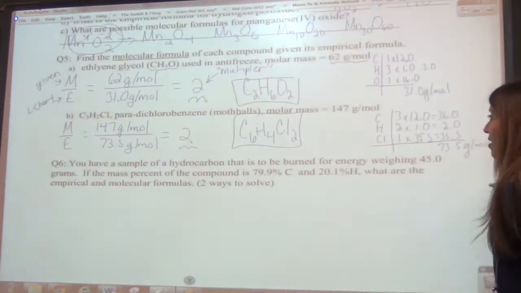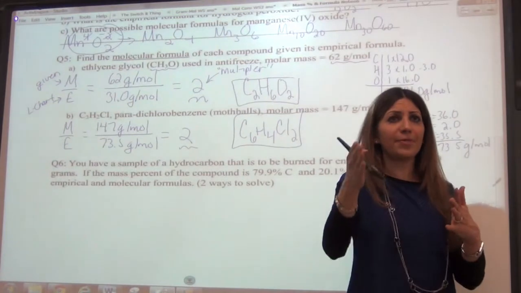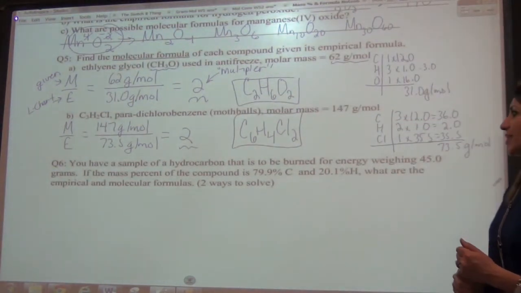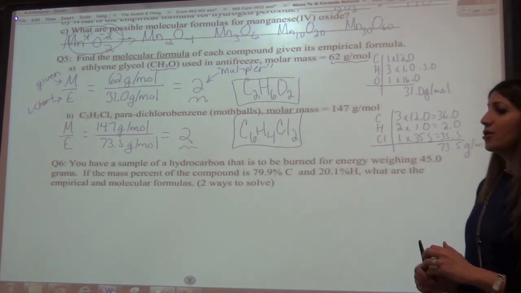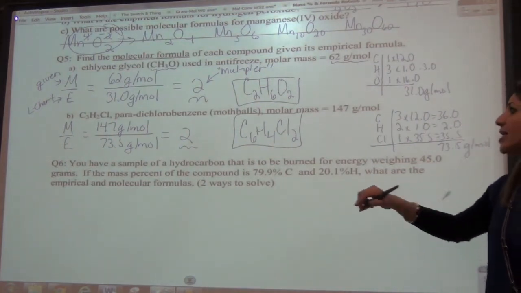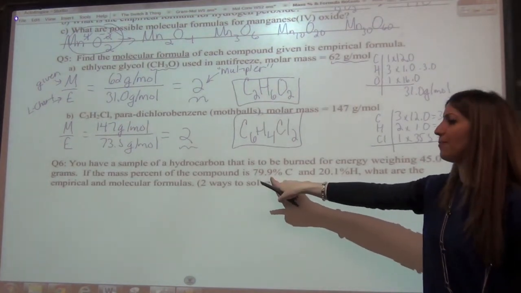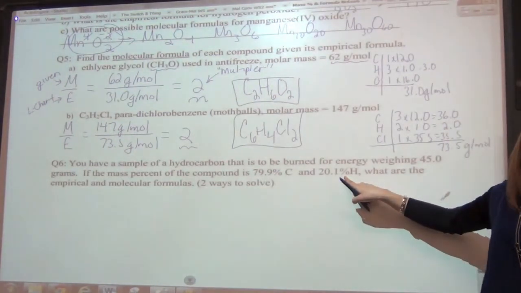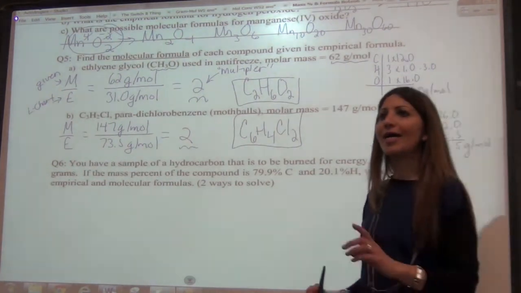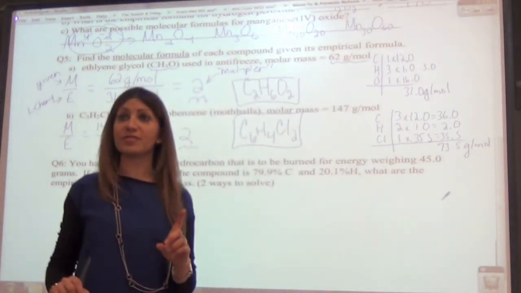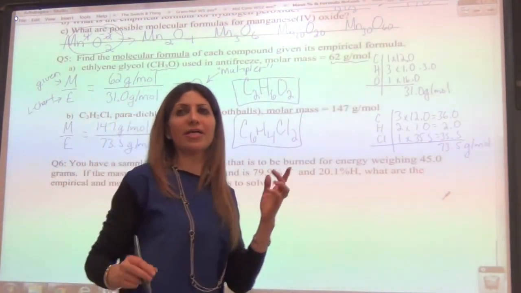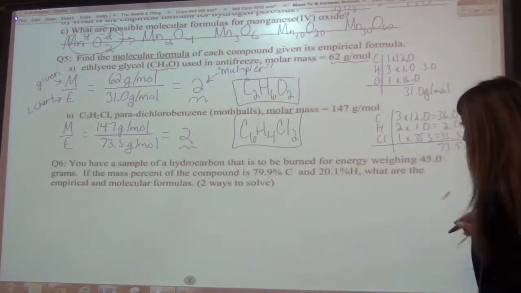Last question. This question is going to sum up empirical and moleculars together. It says you have a sample of a hydrocarbon that's going to be burned for energy. So you're about to burn some hydrocarbon. And it weighs 45 grams. If the mass percent is 79.9% carbon and 20.1% hydrogen, what are the empirical and molecular formulas? I'm going to do it the long way first, and then I'm going to shorten it, which is so much easier, okay? Let's do it the long way, and I'll show you what I mean by that.